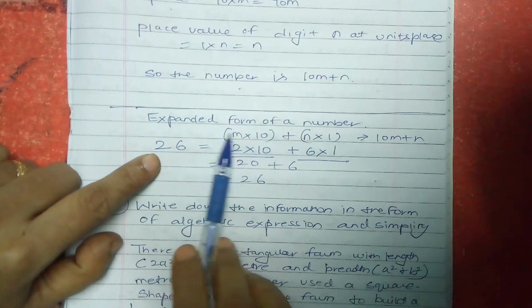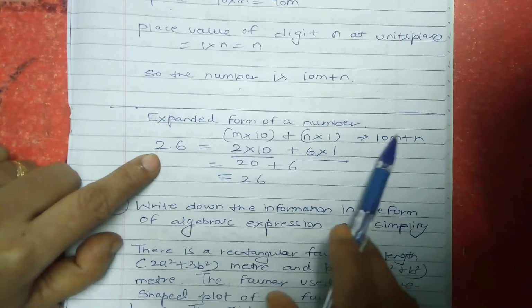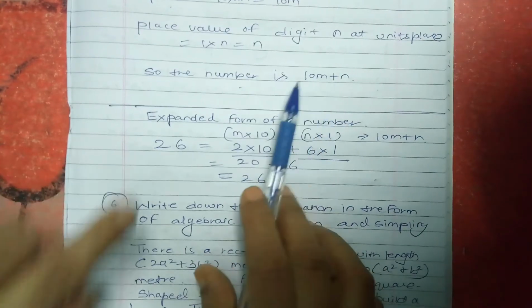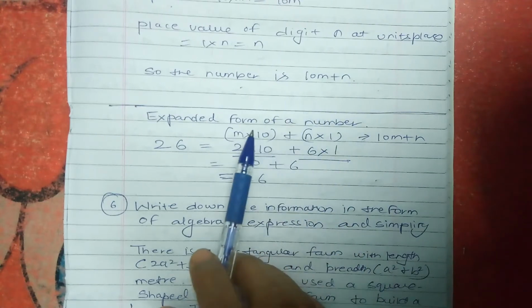So we will be having 10m plus n. This is the expanded form. So here the number is 10m plus n. Number is what? 10m plus n. Now we cannot write the number as mn.